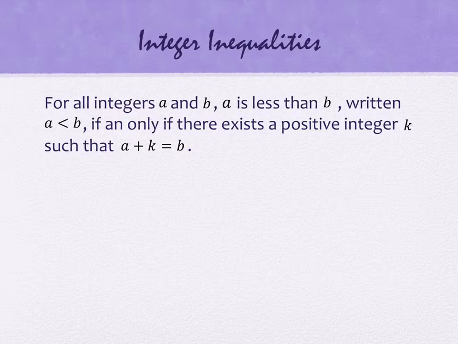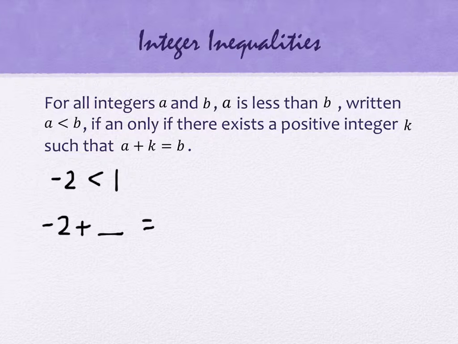Integer inequalities. For all integers a and b, a is less than b, notation you're familiar with, if and only if there exists a positive integer k such that a plus k is equal to b. And we saw this again when we did whole numbers. The reason that this works, and I'll use integers that are not whole numbers just to show you that it works for them too. -2 is less than 1 because if I have -2, there is a number that I can add to it to get to 1. What would that number be in this case? 3. 3 would be that k value it's referring to. Okay, so we did that with whole numbers. It works with integers as well.